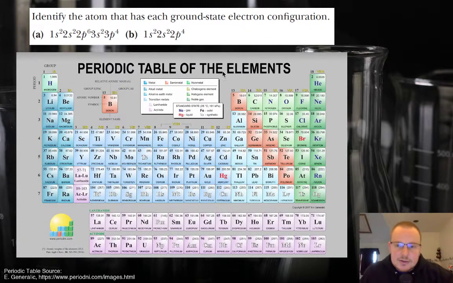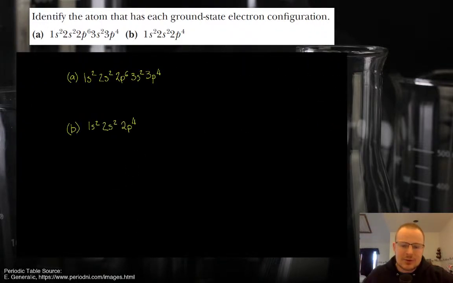So 1s2 would bring us to helium. 2s2 would bring us to beryllium. 2p6 brings us to neon. 3s2 brings us to magnesium. And 3p4 brings us to aluminum, silicon, phosphorus, sulfur. So we are at the element with atomic number 16. So the answer to part A is sulfur.